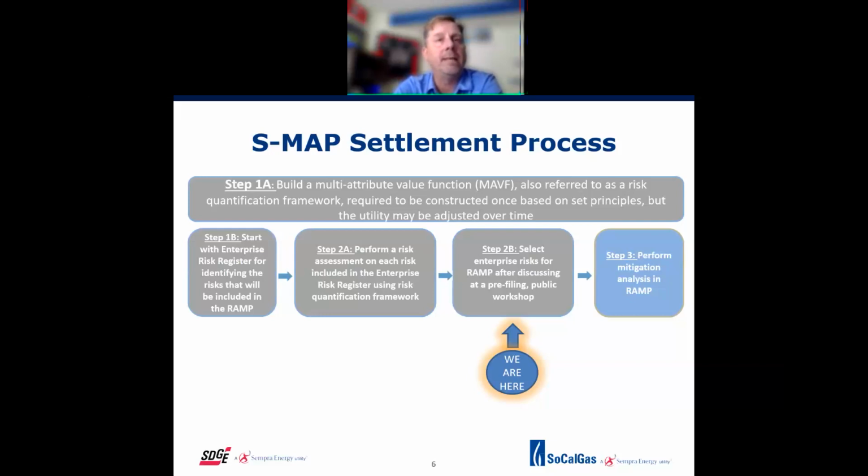All right, so as it relates to the overall settlement process, on the green chart in the previous slide I talked about how it all starts with the SMAP settlement. Anything in the gray boxes here are things that we've done to date, other than the box where you said we are here. Step 2B is where we are having this workshop to talk about the enterprise risks that are going to be included in RAMP. We haven't done step 3 yet, perform the mitigation analysis. There's a lot of work that goes into that, and we'll be doing that after this workshop, all the way up to when we file the RAMP in May of next year.